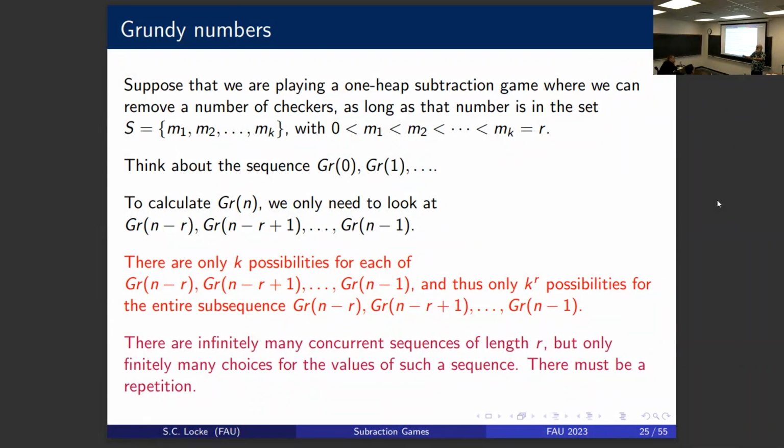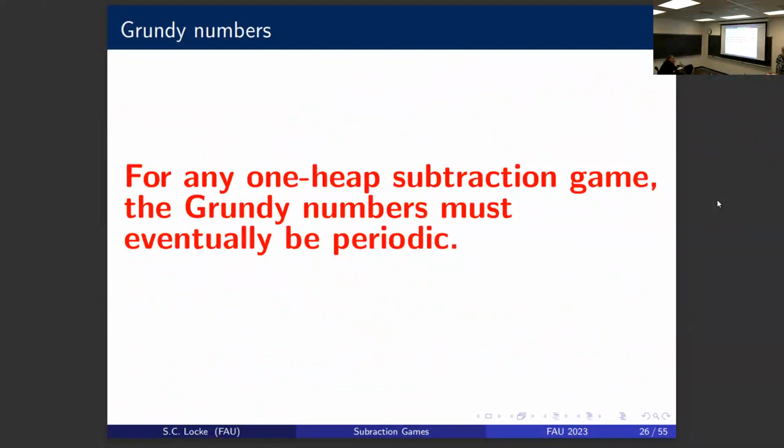And once something repeats, the next one repeats, and the next one repeats, and the next one repeats. So what happens is, for any one heap subtraction game, the Grundy numbers must eventually become periodic. They're not always periodic right from zero, but eventually they have to be. I don't bring any examples with me, but I've seen examples of subtraction games where the period starts at 60 something, all right? And I'm sure you can make it start as far down as you like, but I'm not going to write a theorem on that either.